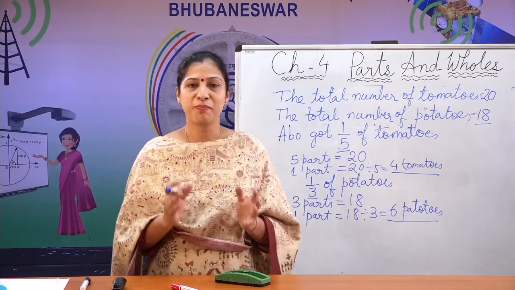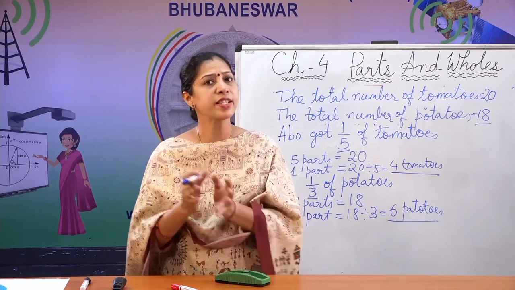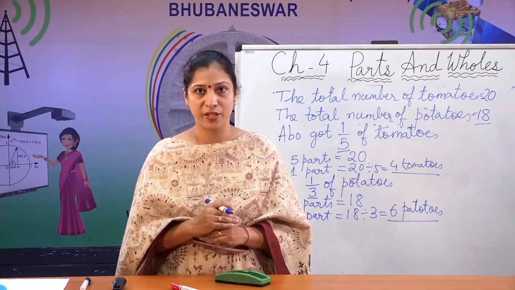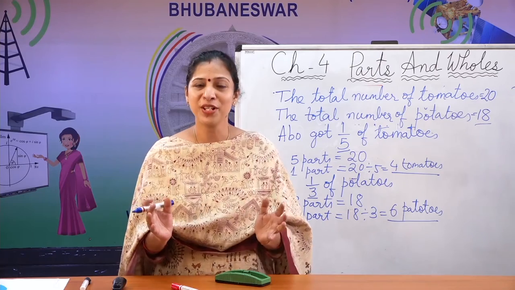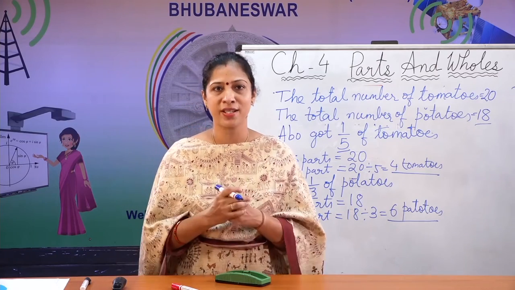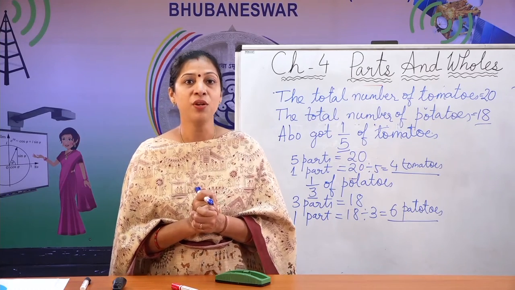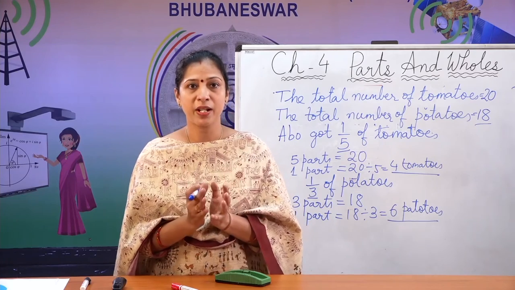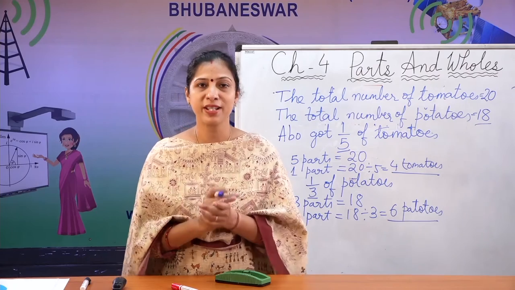And also for the potatoes, first you have to divide the potatoes into 6 equal parts because Srija is getting 3/6 of the potatoes. So divide the potatoes into 6 equal parts, then out of which you will find out 3 parts which Srija is getting. And after that, what can we do? We can find out the total number of potatoes got by Abbu Bakr and Srija, and the total number of tomatoes got by Abbu Bakr and Srija.